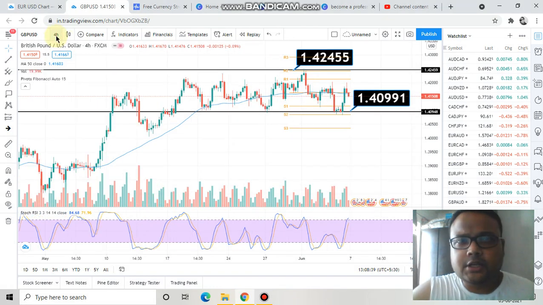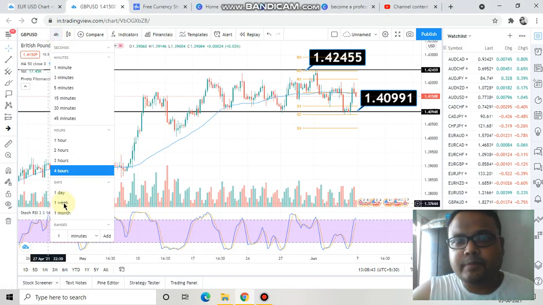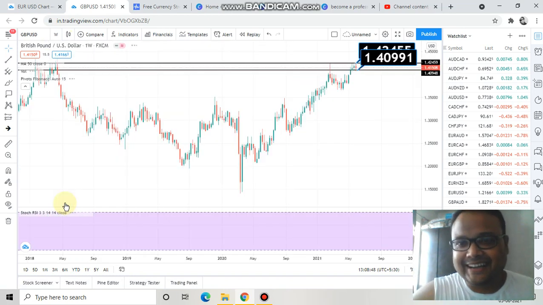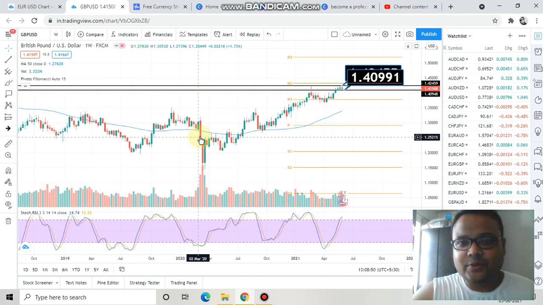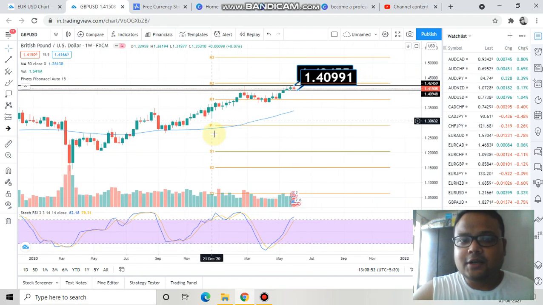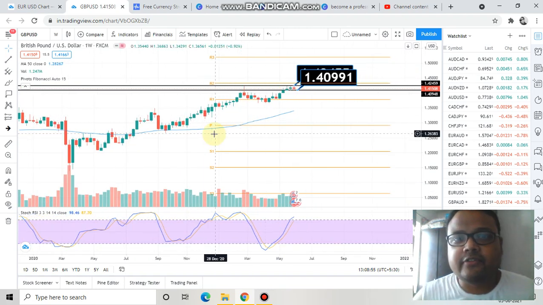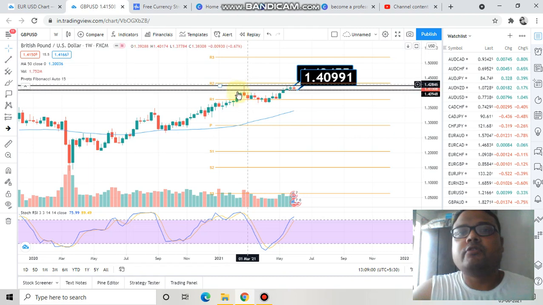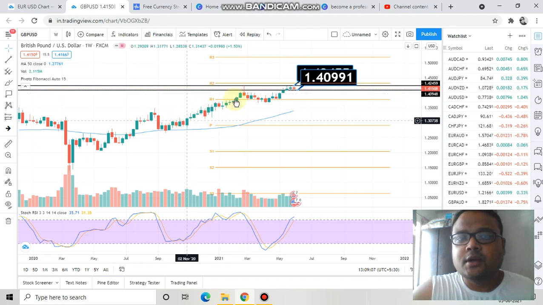Let me take you to the weekly chart. If you have been watching my previous videos, then you know pretty well that I'm a fan of weekly time frame. This is the weekly chart, and as you can see here, in the weekly chart also market is very much bullish. But just like Euro USD, this currency pair is also facing resistance from the price level from the third week of Feb.